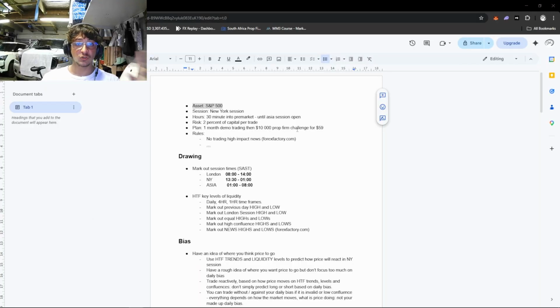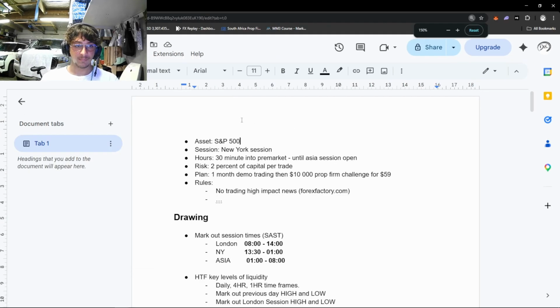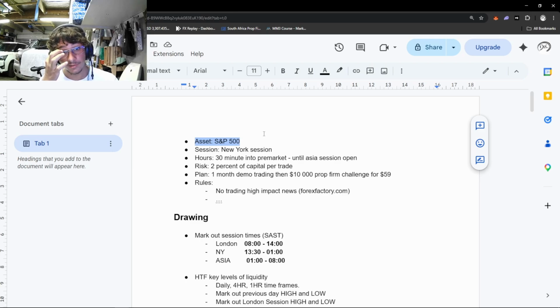Anyways guys, let's get straight into this. So the asset we're trading is the S&P 500. Yes, ES1!. Not really. And we'll be trading it in the New York session, and the hours we're trading are 30 minutes into the New York session pre-market until the Asia session opens.